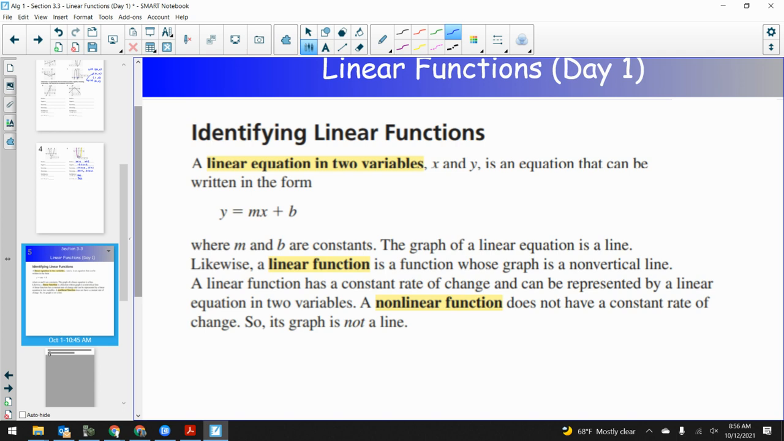Let me ask you this. Are there any linear functions, or excuse me, I said it wrong. Are there any linear equations that are not functions? Probably. That's a great answer. I have a really strong feeling that there are linear equations that aren't linear functions. Okay, do you have an example of one? He's just saying probably.